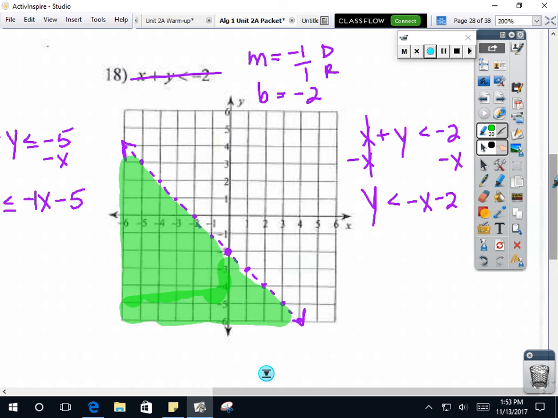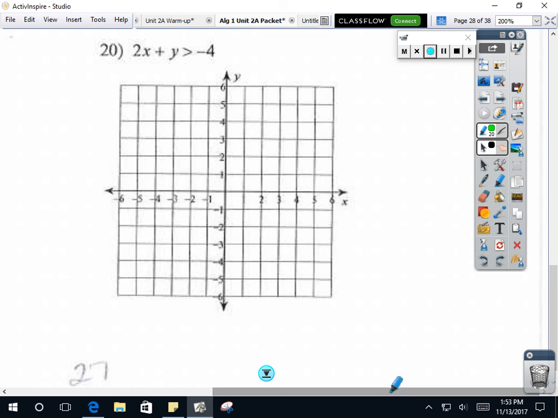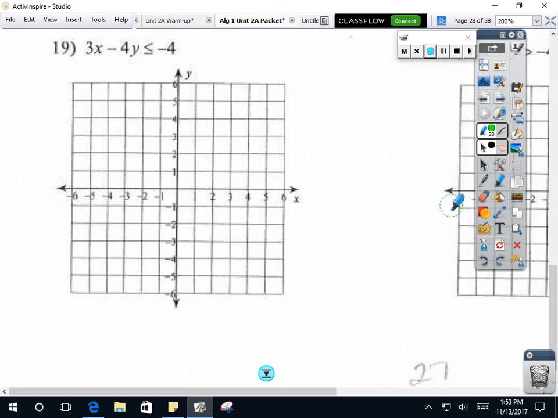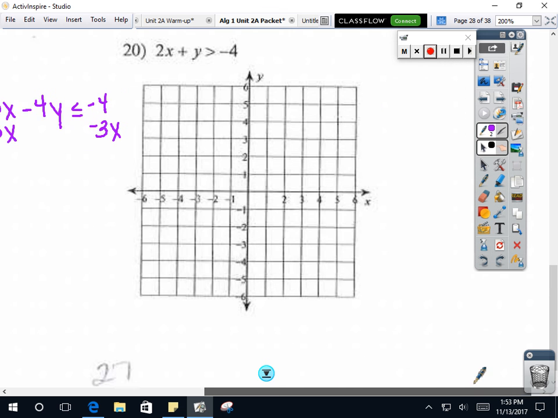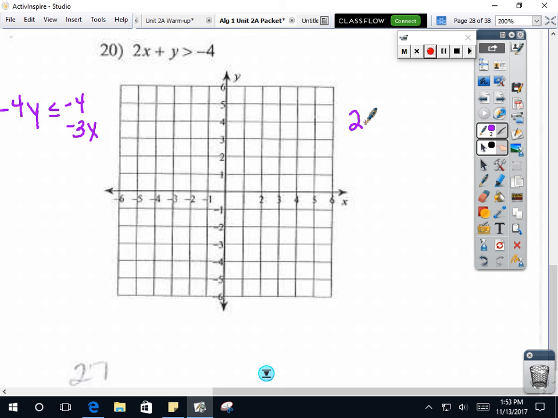All right, number 19. The first thing we're going to do is subtract that 3x to the other side. I want to pause on this problem and do the next one and then come back to that one. Sorry, you'll see why in a minute. 2x plus y is greater than negative 4. What do I do first on this one?